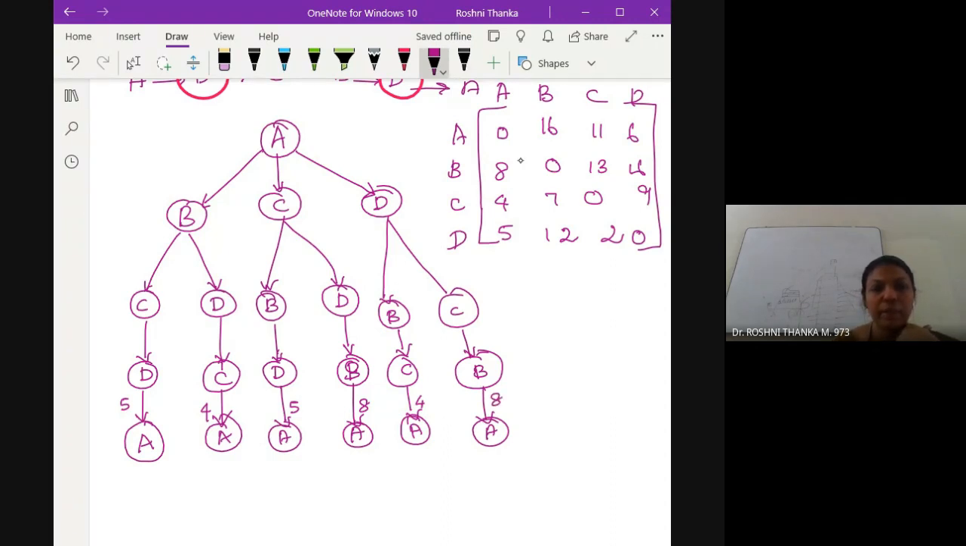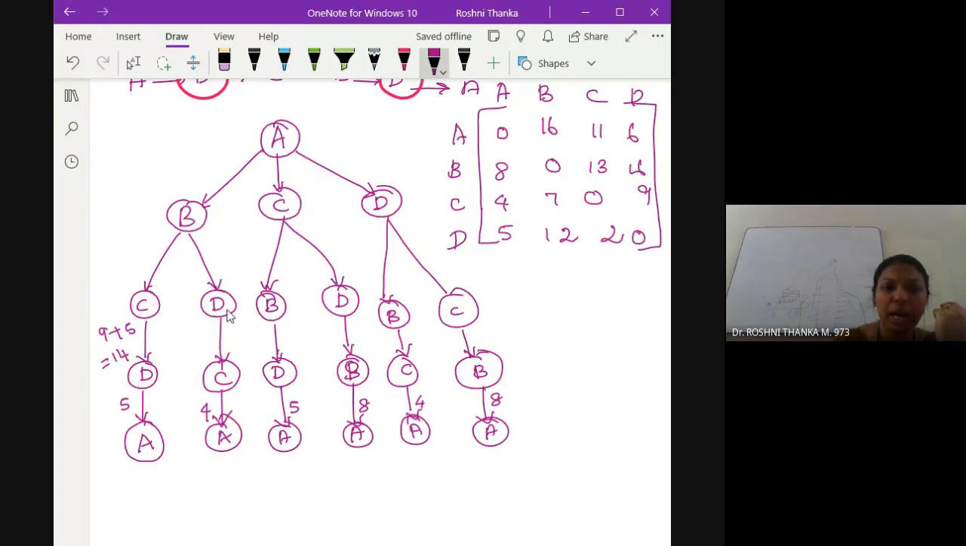Okay, we know that. Now we have to find the cost of moving from C to A. Already we know the cost of moving from D to A is 5. So first we want to find the cost of moving from C to D. C to D, the cost is 9. So here it is 9 plus the cost of moving from D to A, which is already found, is 5. So 9 plus 5 is equal to 14. So the cost of moving from C to A is 14.